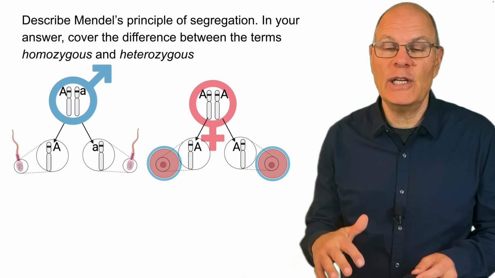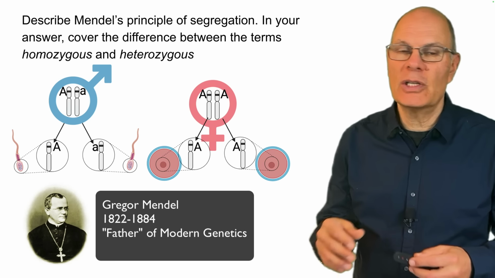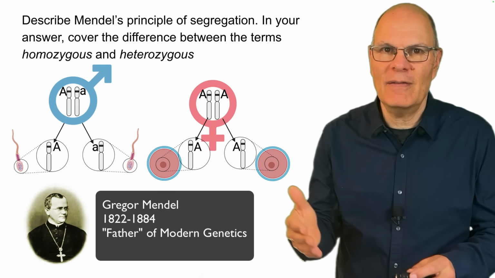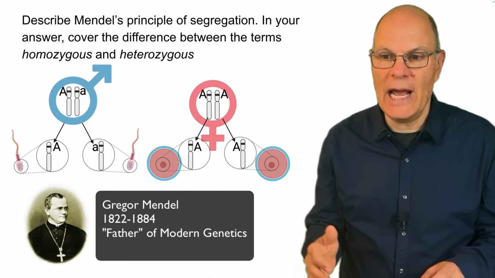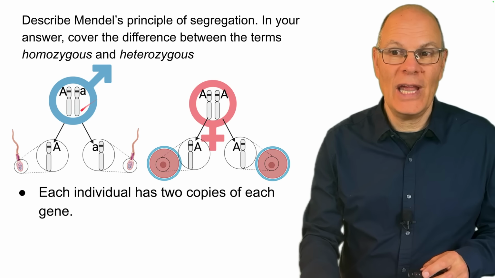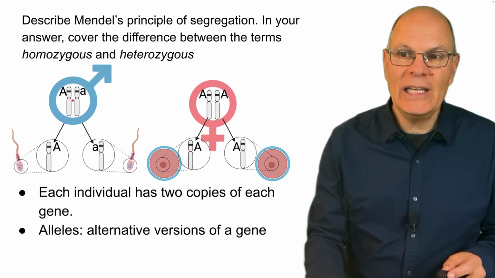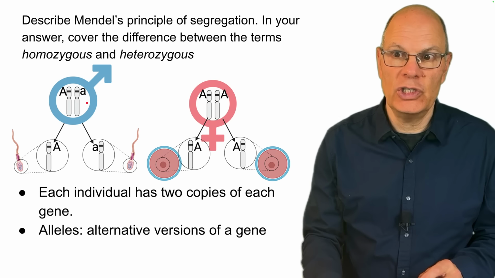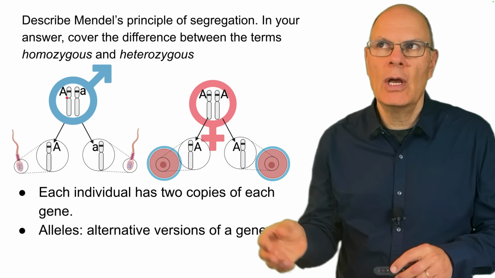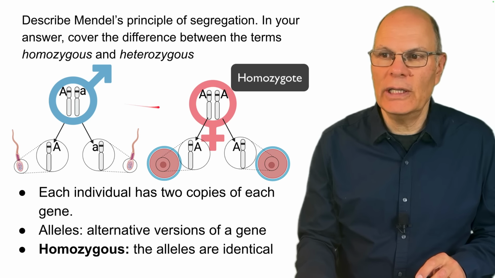In your answer, cover the difference between the terms homozygous and heterozygous. Just a historical note, Gregor Mendel is considered the father or grandfather of genetics. In the 1800s, he figured out many of these basic principles that we're talking about right now. Every individual has 2 copies of each gene. Those copies are located on the chromosomes that are organized into homologous pairs. The alleles are alternative versions of those genes that might have different DNA sequences that will produce proteins that have different amino acid sequences.